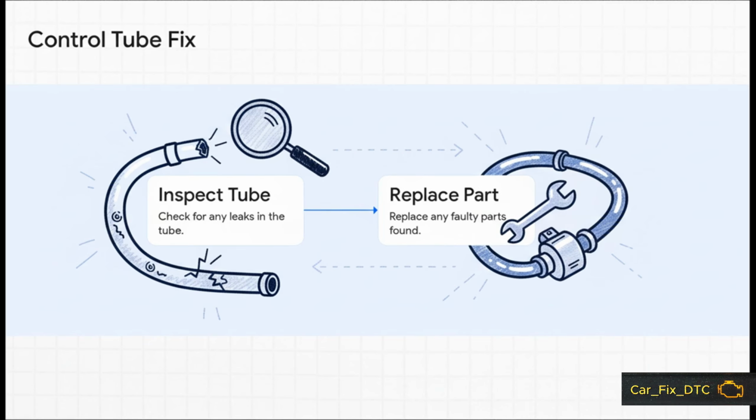You've got to do a really thorough visual inspection. Look for any signs of cracking, splitting, any kind of damage. You can even use a smoke machine to help you pinpoint exactly where a leak might be hiding. And if you find a leak, the only real solution is to just replace the tube.